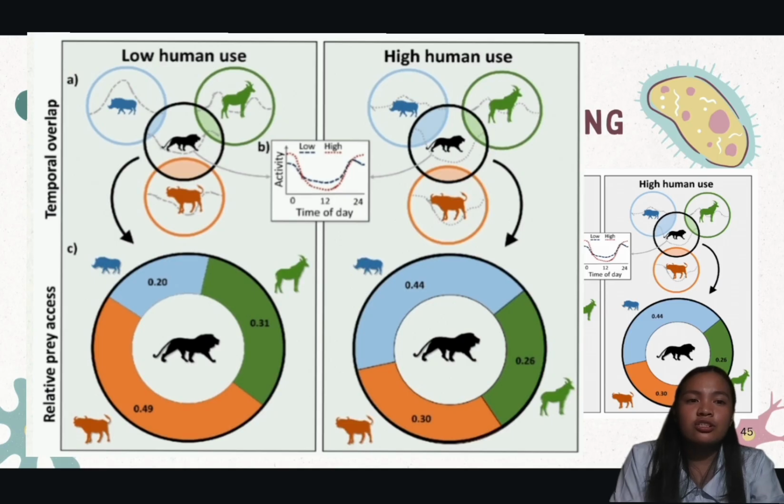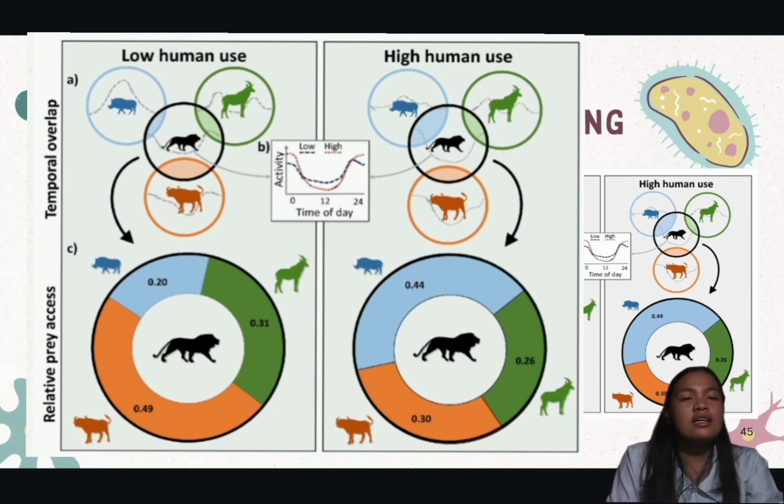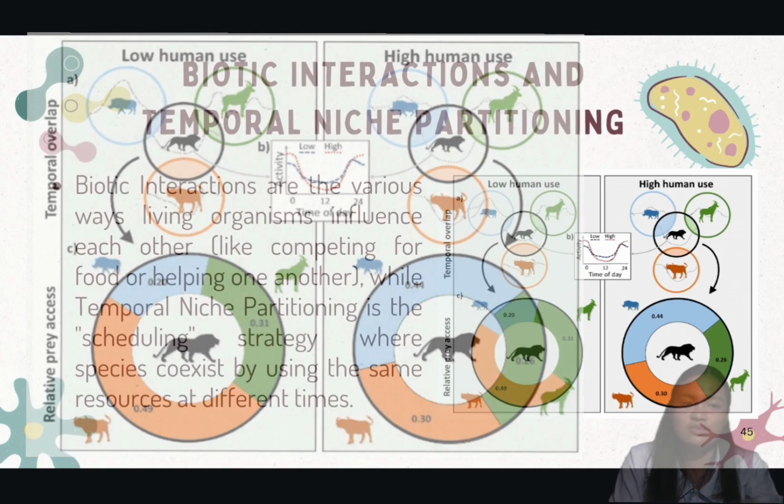In low human use areas, predators and prey have specific activity patterns, while in high human use areas, species shift their activity to different times of the day to avoid humans, which can lead to increased competition or mismatch in hunting times.